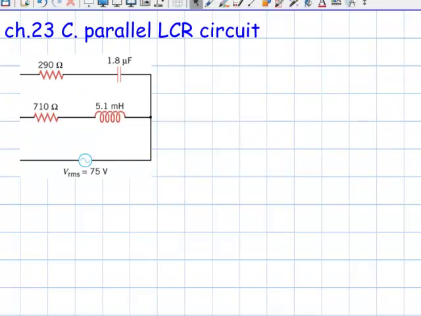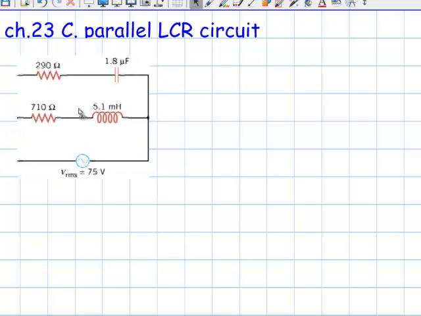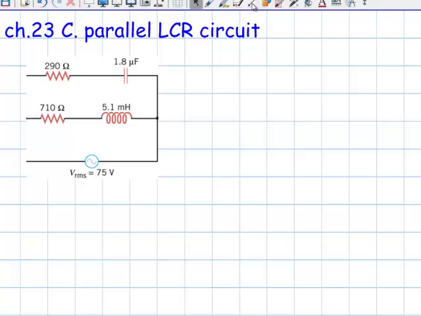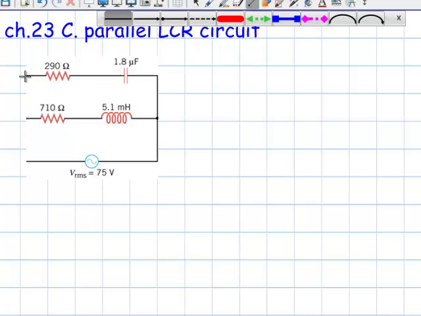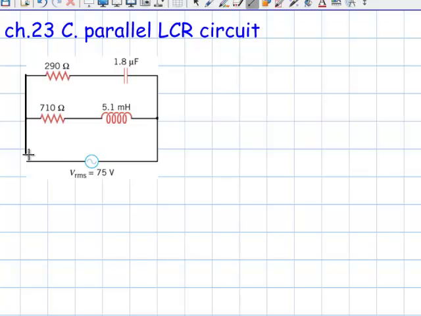So this is a problem about an LCR circuit in which the inductance and the capacitance are in parallel. It says, for the circuit shown in the drawing, find the current provided by the generator when the frequency is very large and when it is very small. When I copied this circuit, as you can see, that came straight from the problem. I don't recall why or how I cut off this wire on the very left, so there it is.